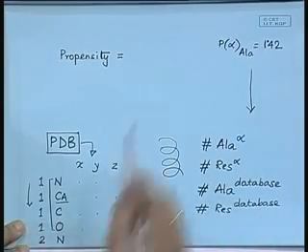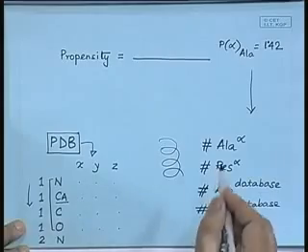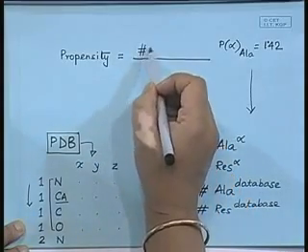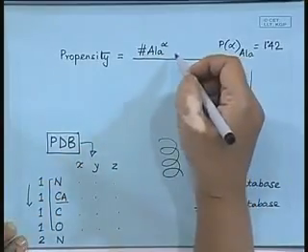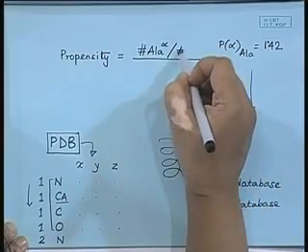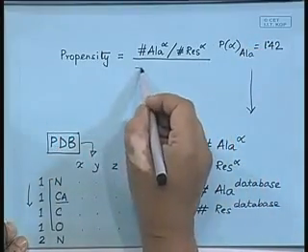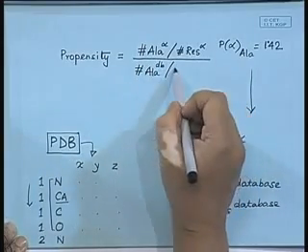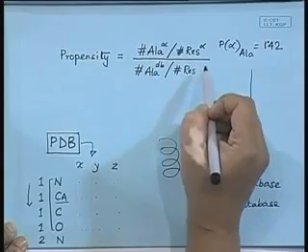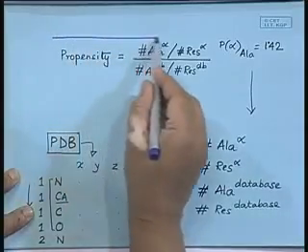Okay? The propensity is a ratio. It is a ratio of the number of ALA in alpha divided by the number of residues in alpha, over the number of ALA in the database divided by the number of residues in the database. So, what does it tell me? This is your propensity calculation.